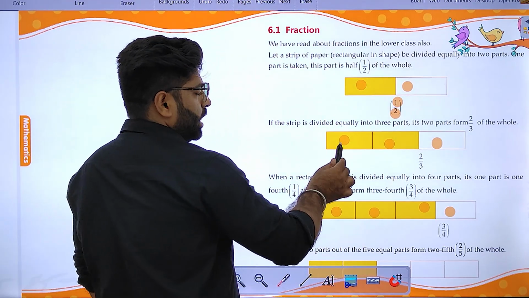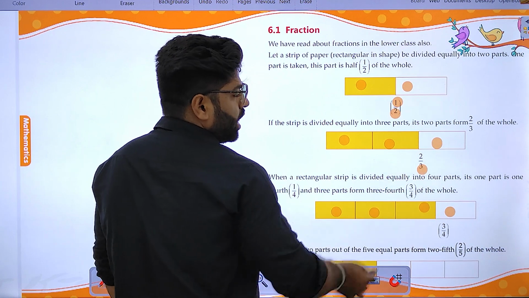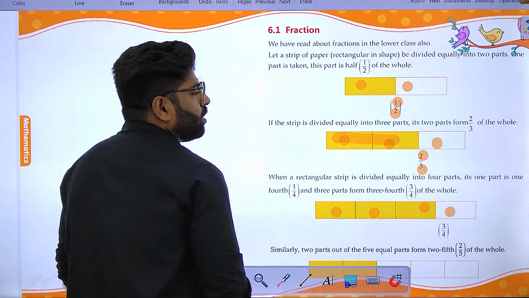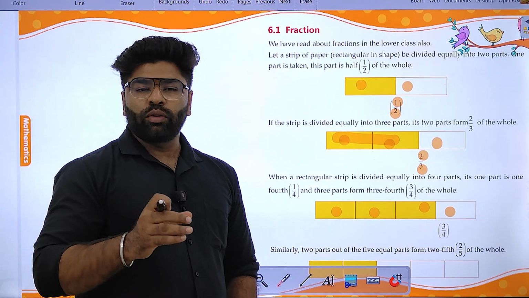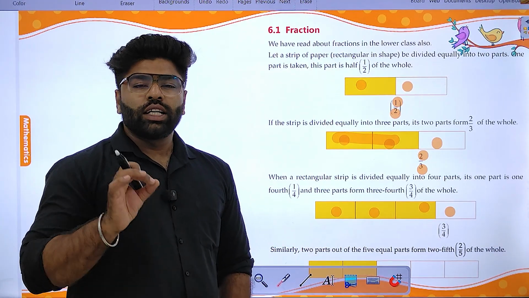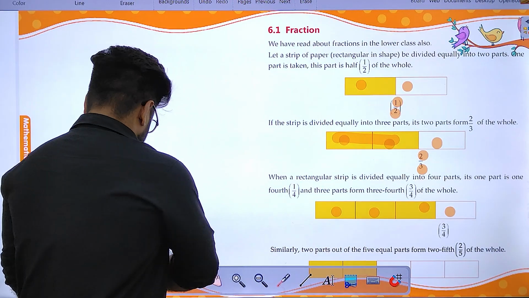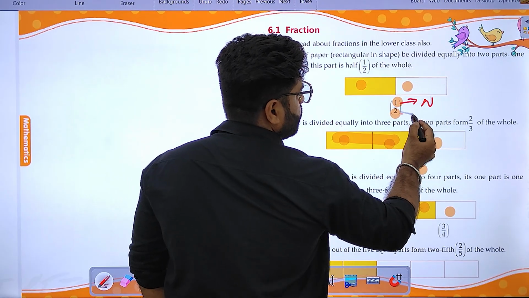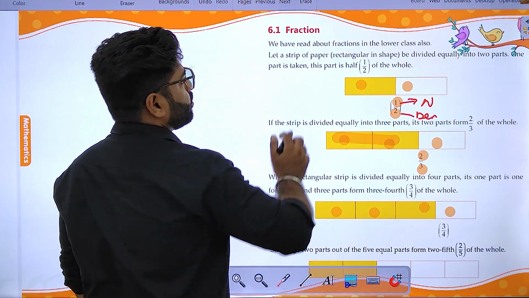Then we are having the next strip, which is divided into 3 equal parts, and we have shaded only 2 parts of it. So when we are talking about a part from the total number of parts, then we can say that it is a fraction. So in this fraction, we are having 1 as a numerator and 2 as a denominator. Clear? So this is our fraction.